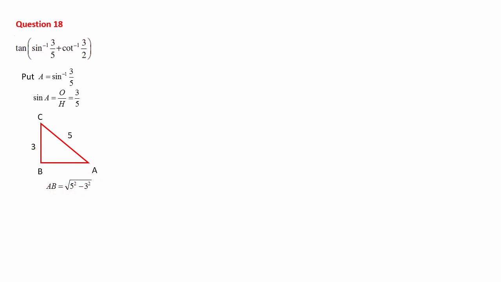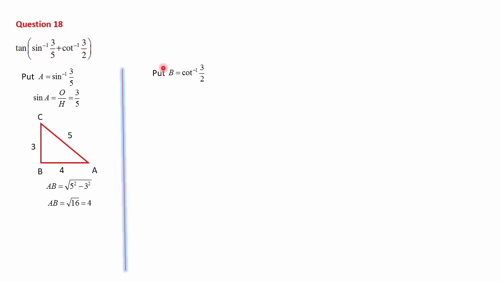Then when we calculate, 5 square is 25, 3 square is 9, 25 minus 9 is 16, root of 16, the answer is 4. So we have got AB as 4. Then the other part, cot inverse of 3 by 2, we will consider as B. B is equal to cot inverse 3 by 2.